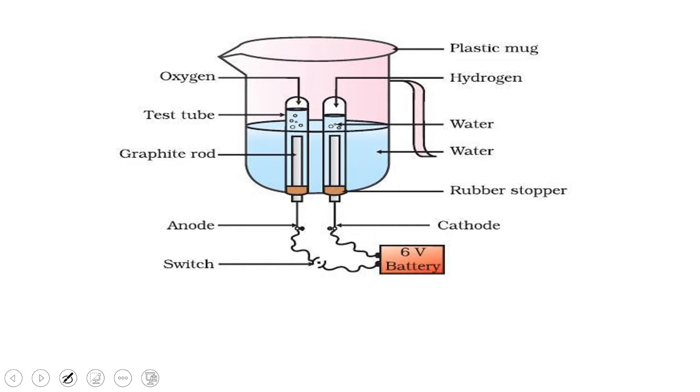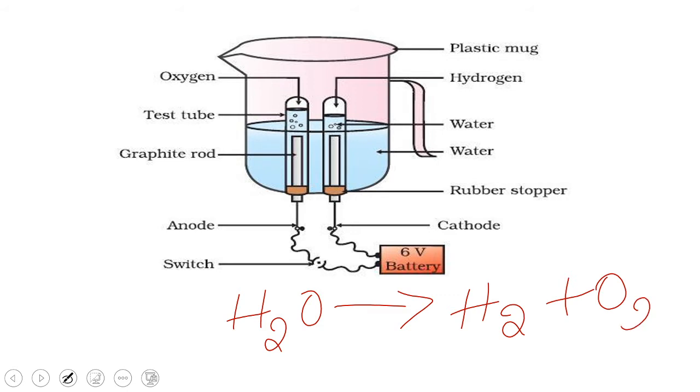thermal decomposition reactions. Now, this is another example where, on passing electricity through water, it gives rise to hydrogen and oxygen gas. Let's balance the chemical equation. Here 2 oxygens are there, so I will write 2 here. 4 hydrogens are there, so I will write 2 here. This is the balanced equation where water is decomposed into hydrogen and oxygen by passing electricity. Such decomposition reactions are termed electrolysis.